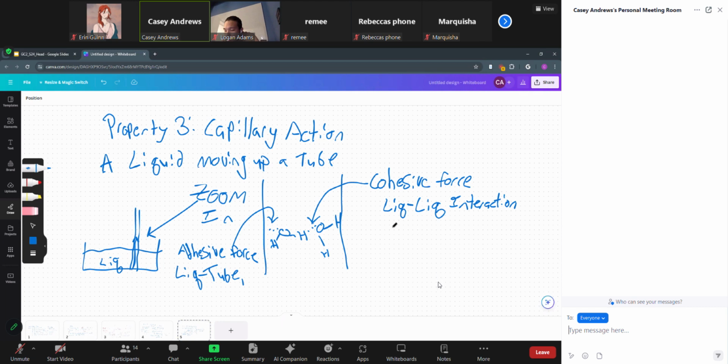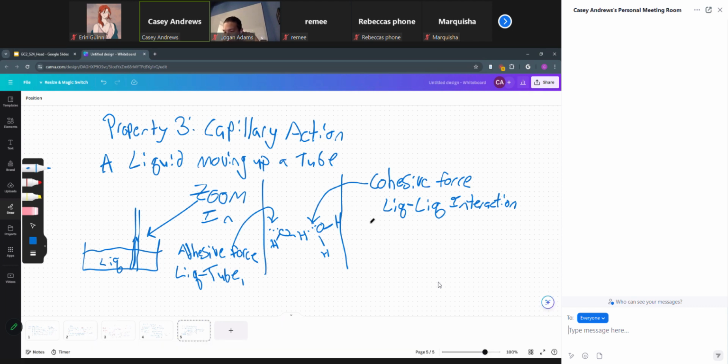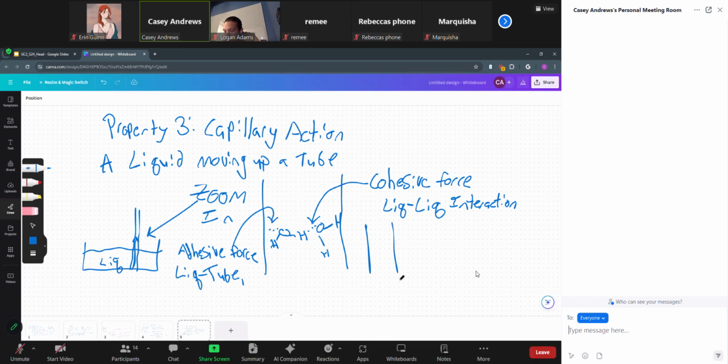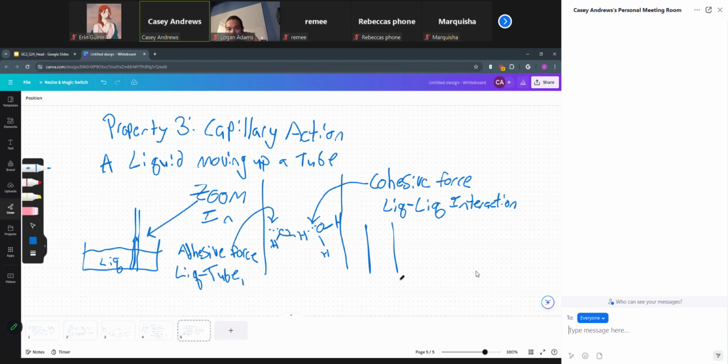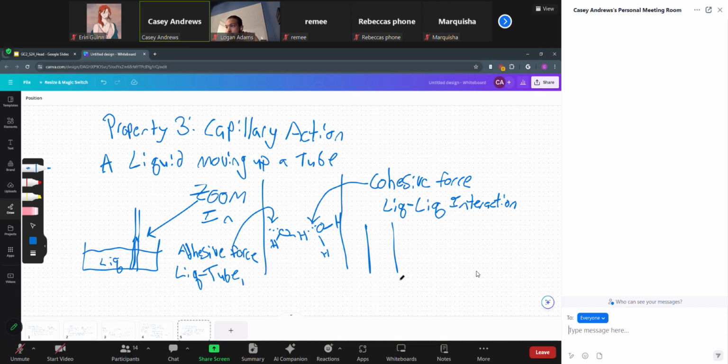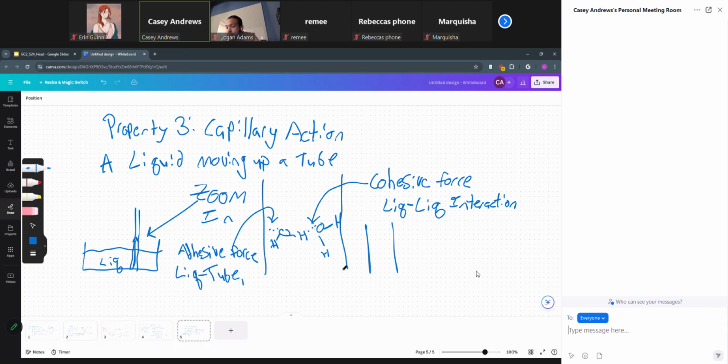Now, let's kind of think about this for water. In lab, when you look at water in an instrument, which way is the meniscus? Does the meniscus curve like a smiley face, or does it curve like a frowny face? It's a smiley face, right? The meniscus looks like this.